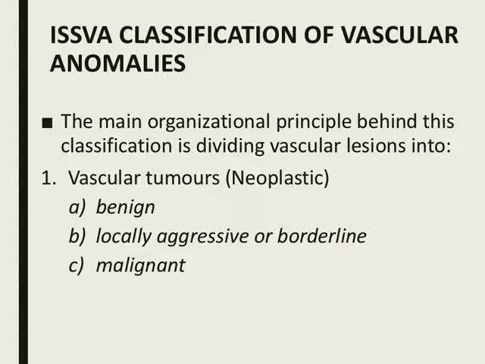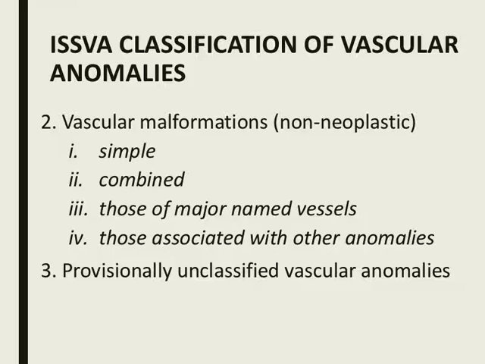So for that, you have vascular tumors, which are neoplastic. So you have benign, locally aggressive or borderline, and malignant. Then we have the vascular malformations, which are non-neoplastic. So you have the simple and compound. You can have a simple one, maybe venous malformation, capillary, and you can have a combination of these. They have those of the major named vessels, and those associated with other anomalies, like the syndromes. Then, after this classification, they also noticed that there are new diagnoses that are not among any of these. So those are placed under the provisionally unclassified vascular anomalies.